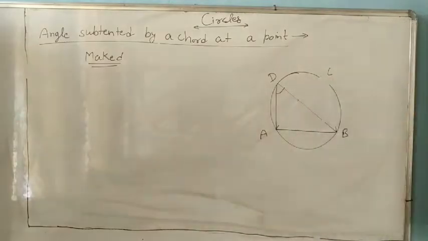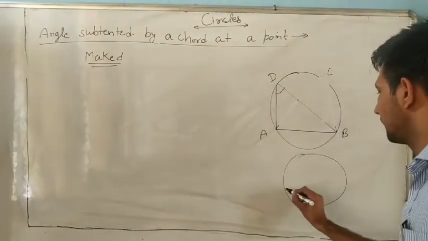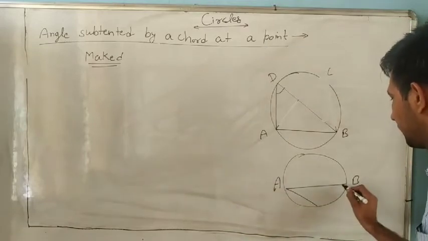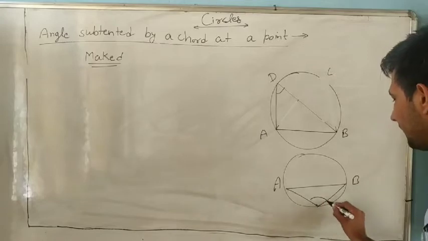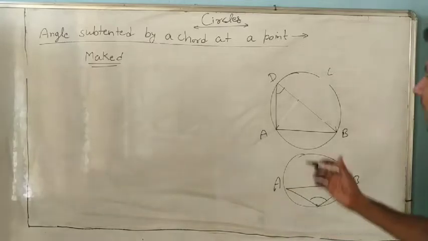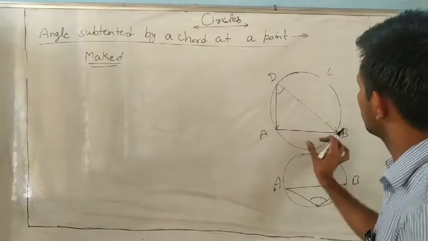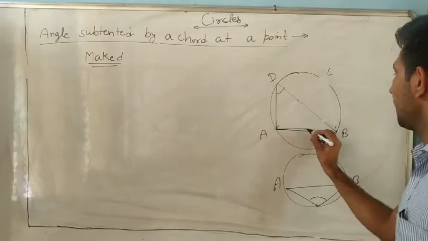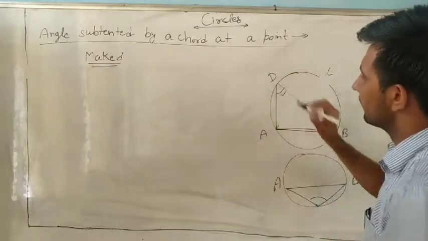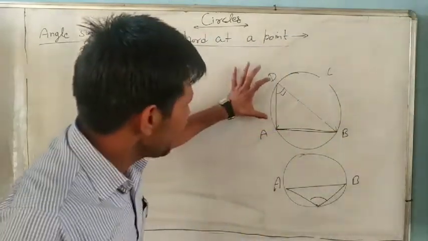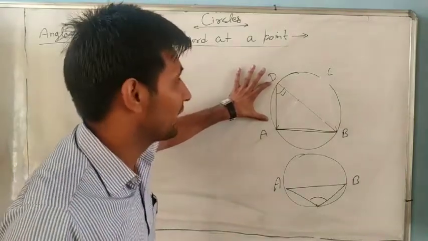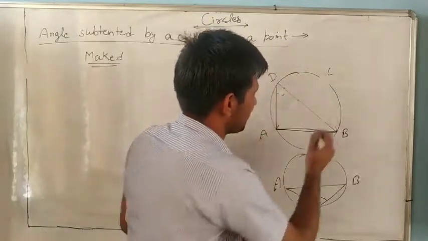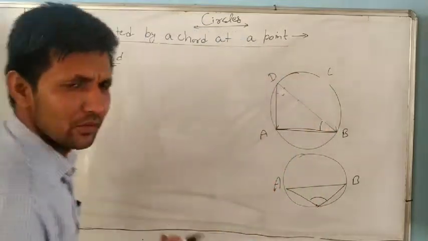Okay, so like this one, we can make it like this also. It is the AB chord, and this is the angle made by the chord. It means the angle opposite of any chord. So it is the AB chord, and the angle made by AB is angle D. And AD is also a chord. If I ask you what is the angle made by AD, so angle made by AD is angle D. Do you understand?